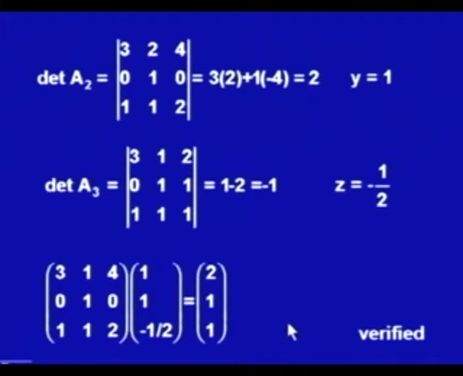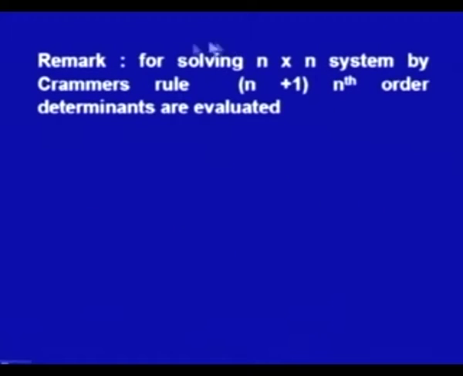So, that is how we apply Cramer's rule, and one may notice that for solving a 3 by 3 system, we have evaluated 4 third order determinants, but if we have an n by n system, then we will have to evaluate n plus 1 nth order determinants. Now, this means a lot of computational effort is required for solving using Cramer's rule.